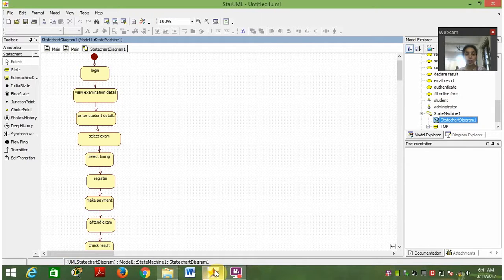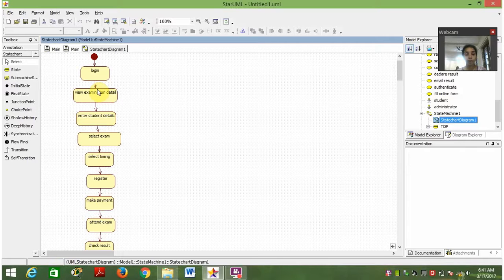Explain the fifth experiment of the use case lab, that is the state chart diagram. The state chart diagram is also known as the transition diagram. Here we have the different states and the transition between those states. What is a state transition diagram?